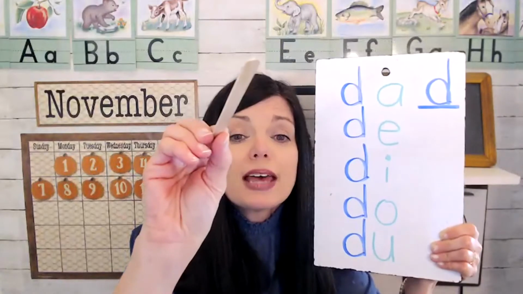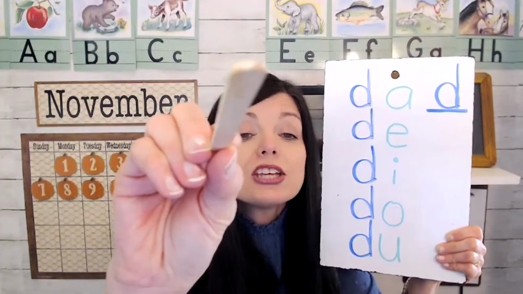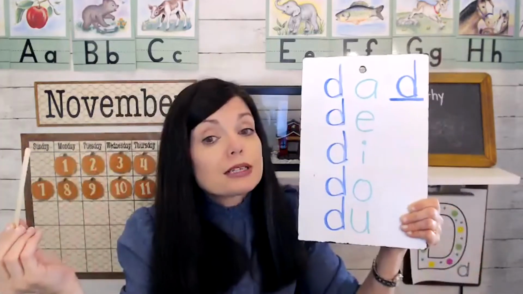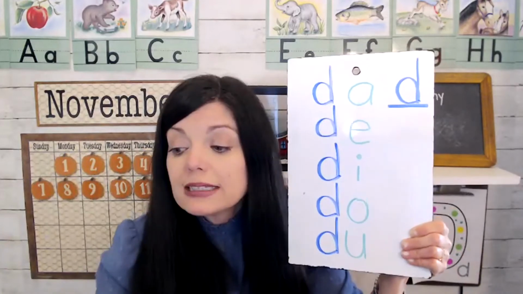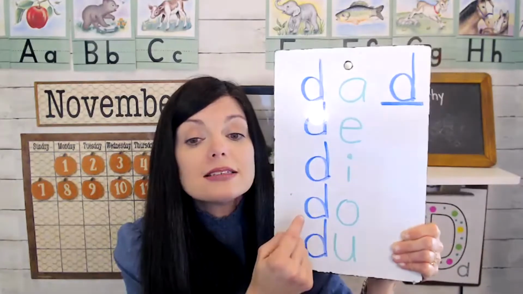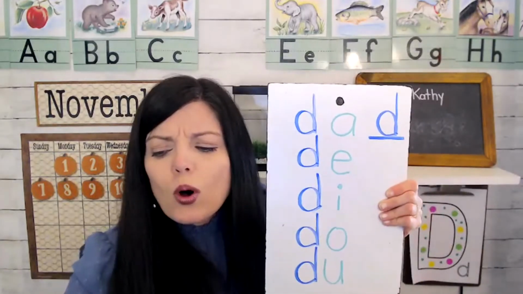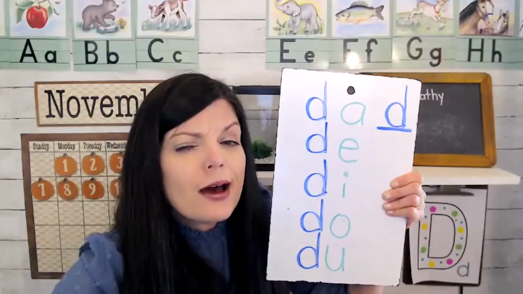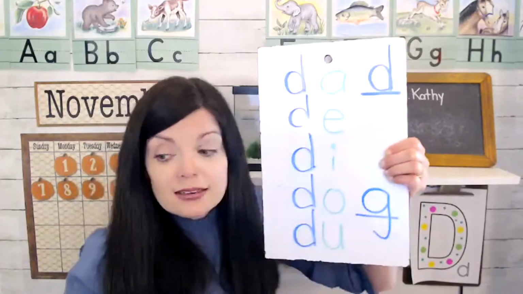O has a sore throat. What does O say? You do it. O says, open your mouth and say, ah. Let me check your throat. Oh, your throat looks great. And O says what? Ah. So let's blend. D, ah, da, da. Well, what would happen if I put a letter G at the end?